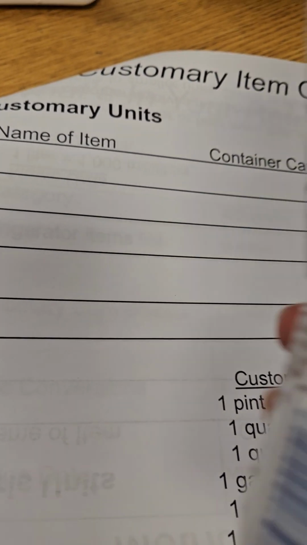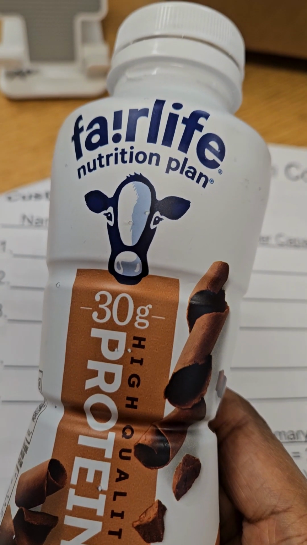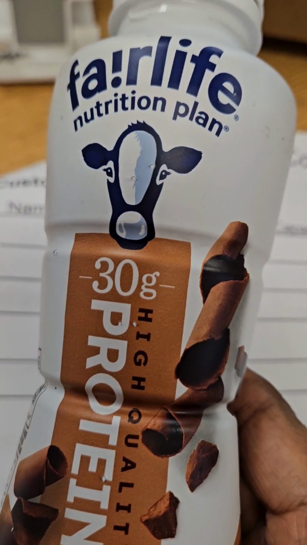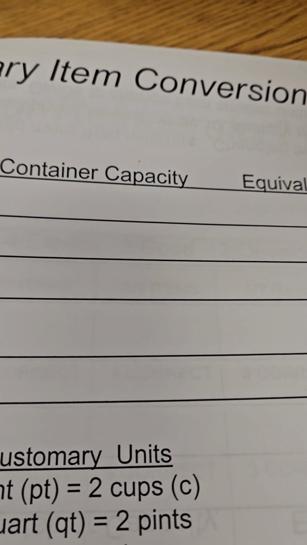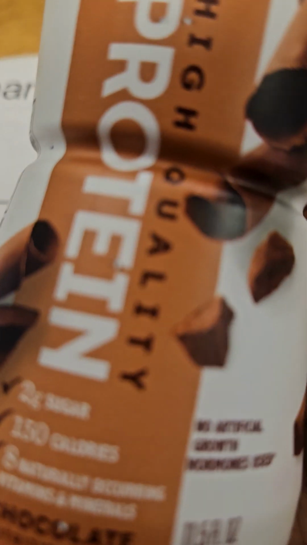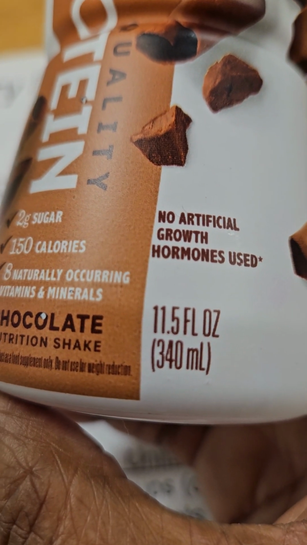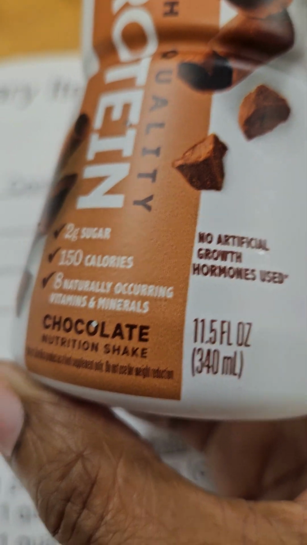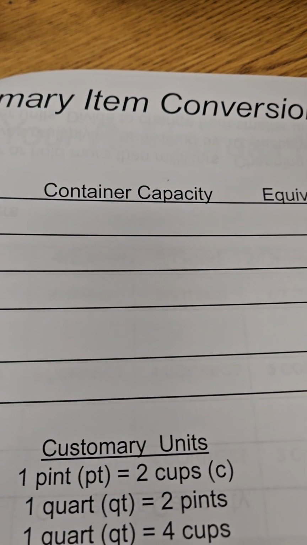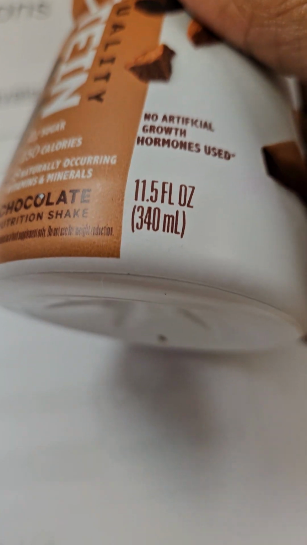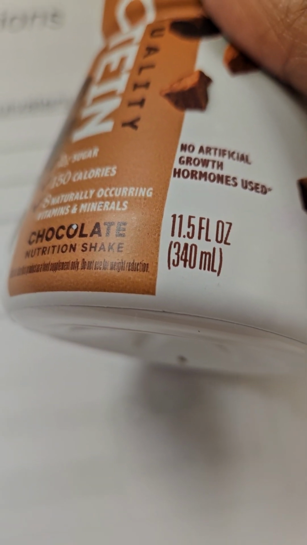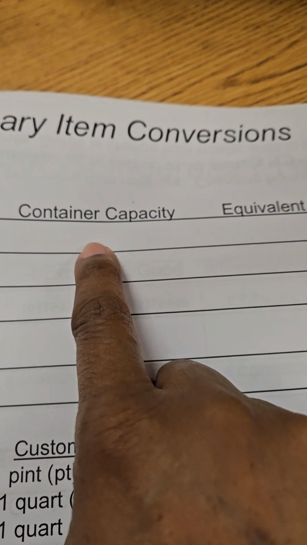So for instance, if we're doing this Fairlife protein shake, you're going to write that as the name, and then you're going to tell what the capacity is. This is for customary. So the capacity here would be 11.5 fluid ounces. That is the customary unit, and then the equivalent capacity, you could change it to the metric, and it's already there for them. They don't have to do a lot for some of those. And this is 340 milliliters, so you will put both of those there.